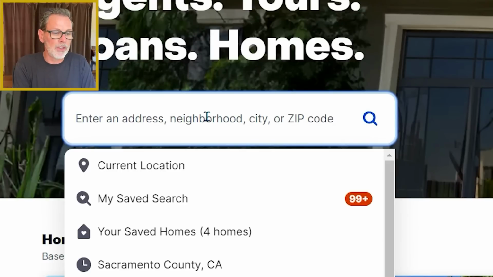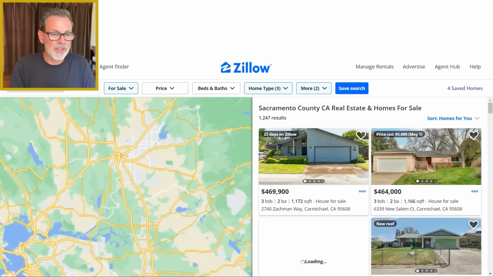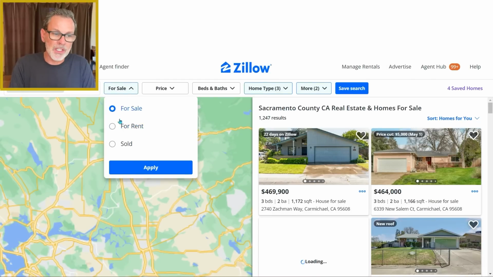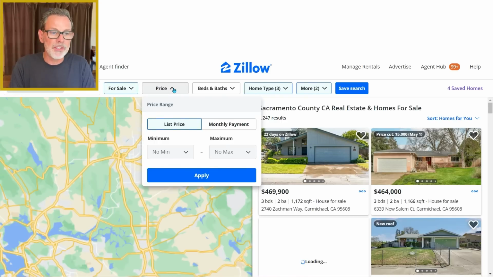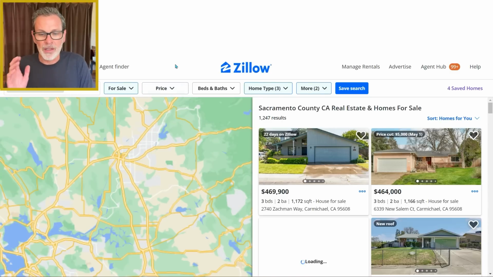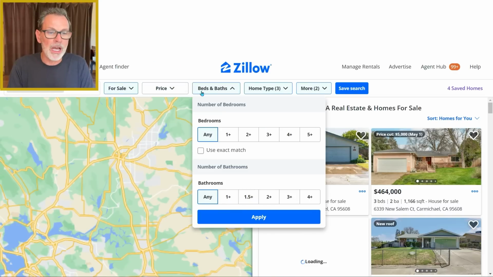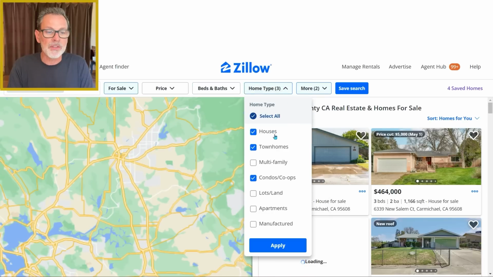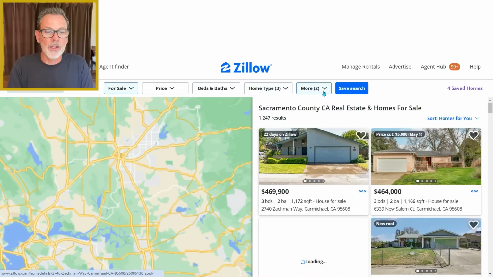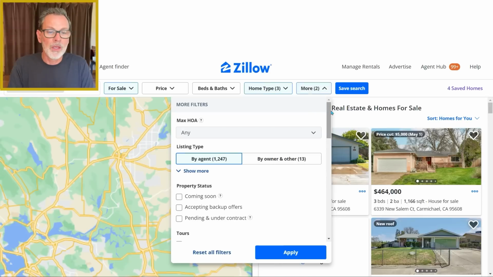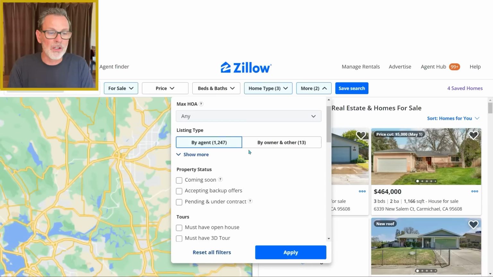So just type in your area. I'm just going to type in Sacramento County. This is on Zillow, of course. Make sure you're looking for houses for sale and not sold or houses for rent. Look for your price range. My advice for you guys, just keep it very, very broad so you can see how many assumable mortgages are out there for houses for sale. So I'm looking for all price segments, all bedrooms and bathrooms, home types. I'm looking at houses, townhomes, and condos. And also click on this right here, more. And I'm just looking at all the houses for sale by agents.